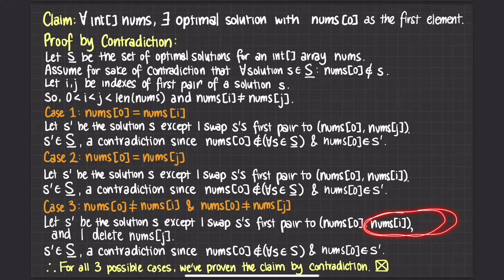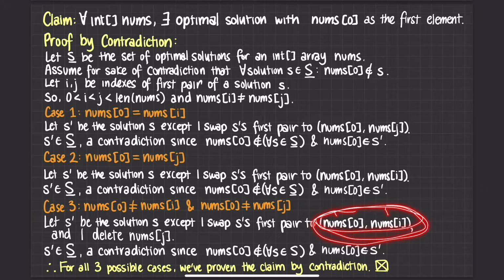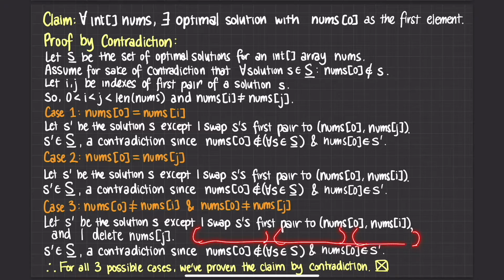Right? And this works, again, with logic very similar to here, because since nums I and j are not equal to each other since they're forming a pair, and num0 does not equal nums I, we can have a valid pair right here. Deleting nums j and keeping everything else the same, since S prime itself is already a valid solution, then keeping everything else the same afterwards should still make S prime a valid solution. So therefore, S prime is a valid solution, and that's also a contradiction.